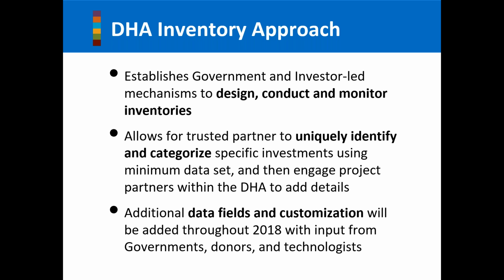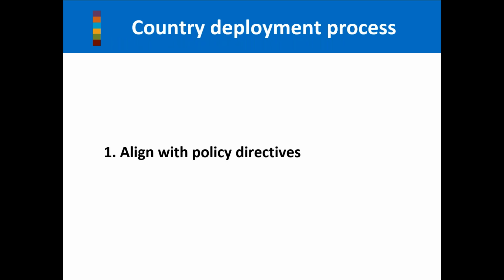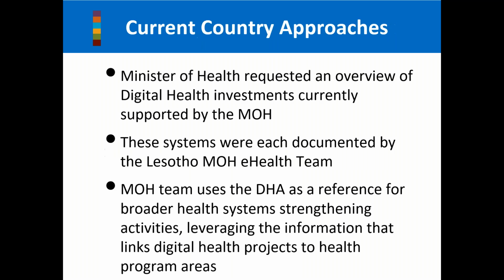So on a very high level, I wanted to also walk through a number of case studies just to help practitioners think about what model might be best for them. One model that we have seen a country use is looking at alignment with policy directives. There was a Ministry of Health request for an overview of the DHA, of the digital health investments currently supported by the ministry. This is an example of a very targeted process where there was some hesitancy at the senior leadership level within the ministry that there wasn't sufficient oversight of digital health programs.